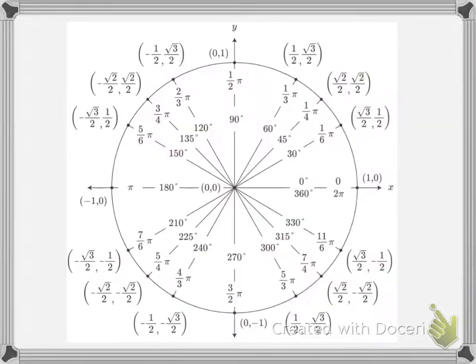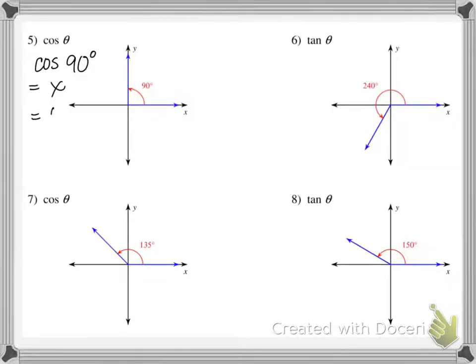Whoops, I went back too far. Cosine of 90. So here's cosine of 90. Well, there's the 90 I mean. Cosine means the x. That's my x. So cosine of 90 is 0.